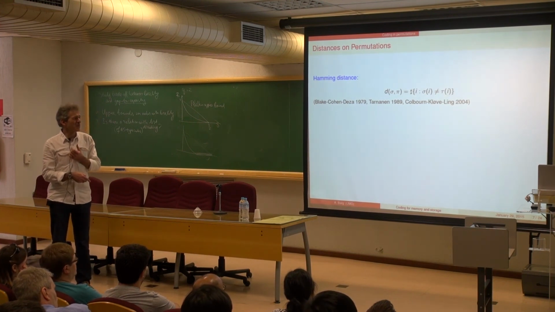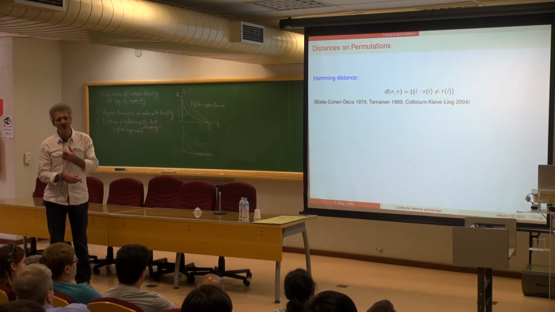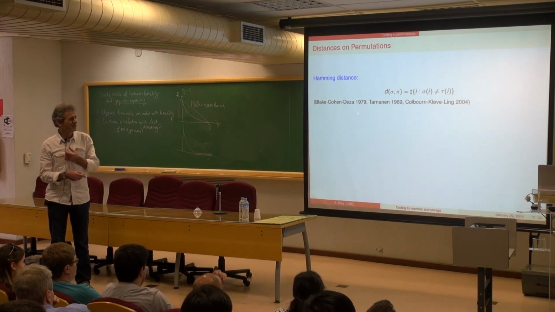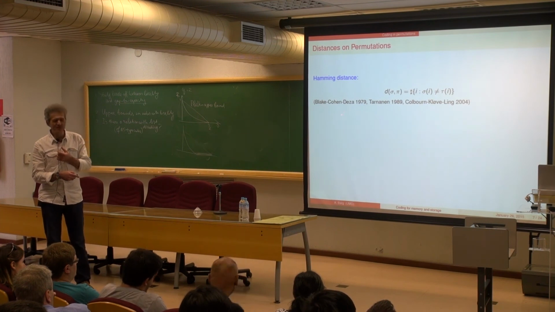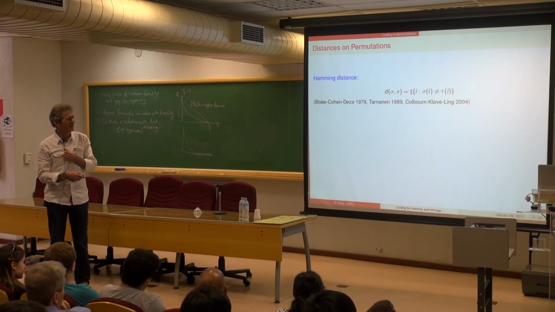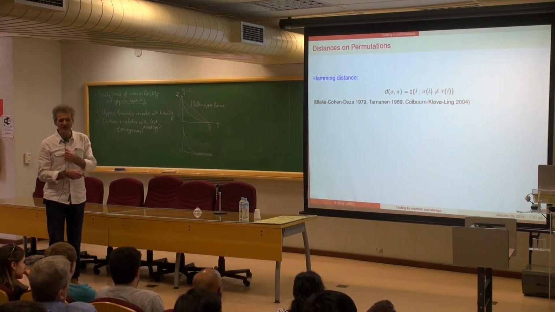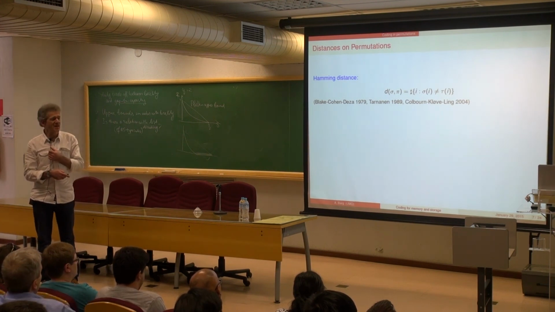Codes in permutations were studied even 40 years ago, maybe 35, starting at least with this paper, but there was work even before that. And then there were more. In fact, there were many more. I only gave a sampling here.